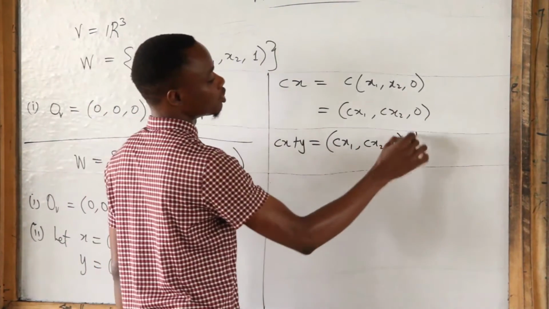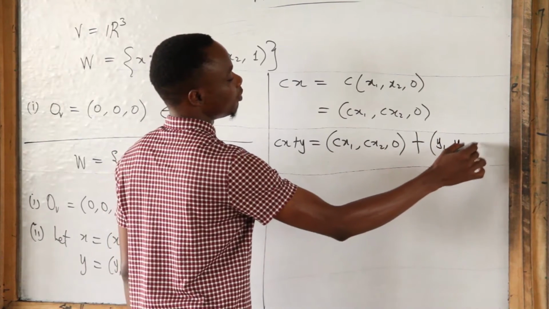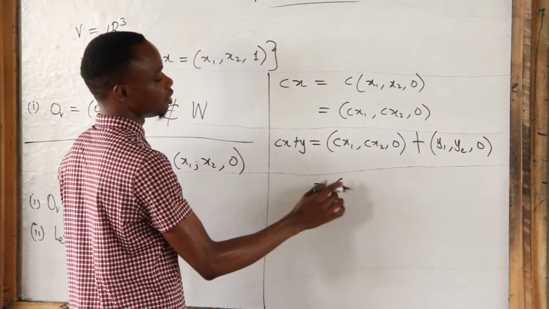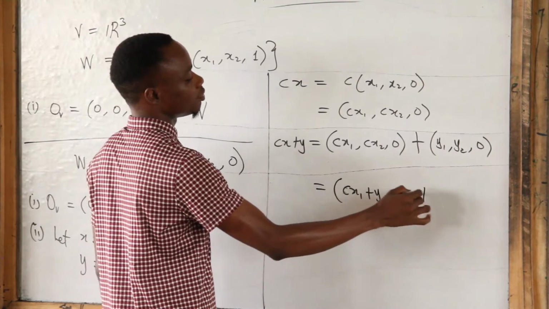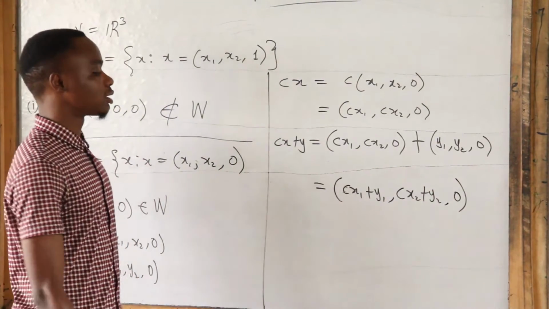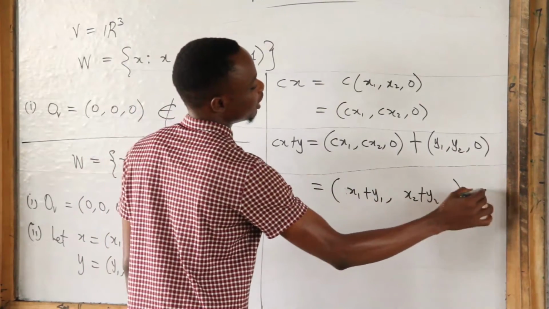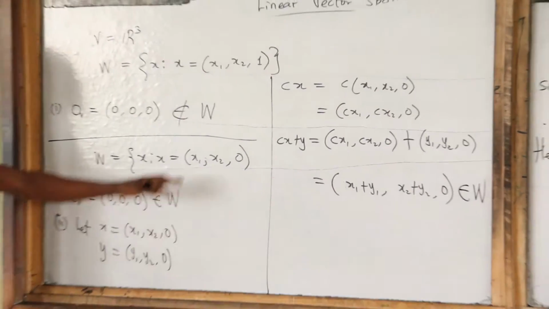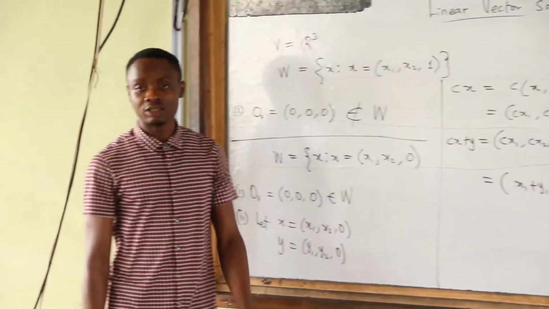Our Y is Y1, comma Y2, comma 0. This is going to give us Cx1 plus Y1, comma Cx2 plus Y2, comma 0. Is it clear? It's still an element of W, because the first two are real numbers and the third one is 0. It's still satisfied.